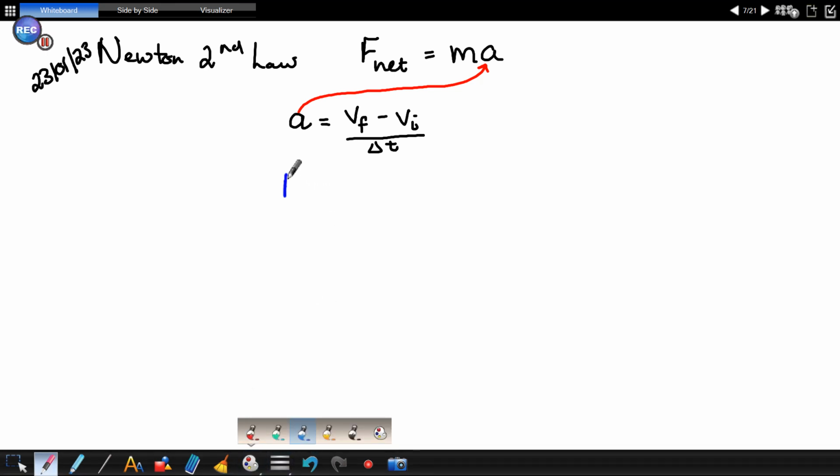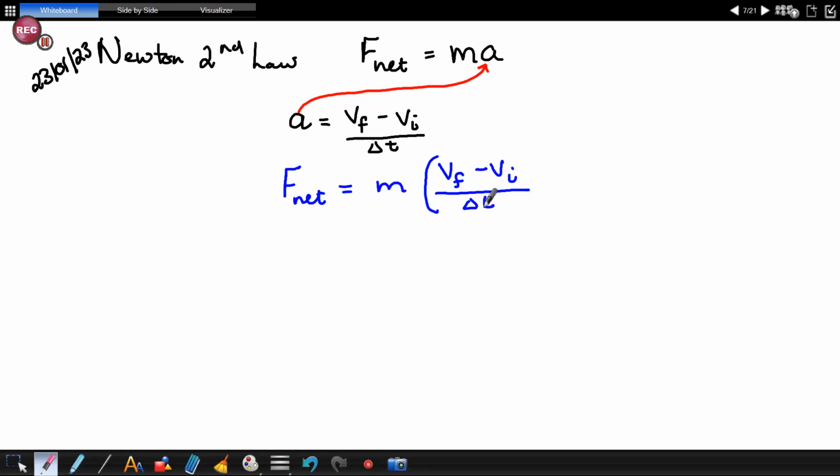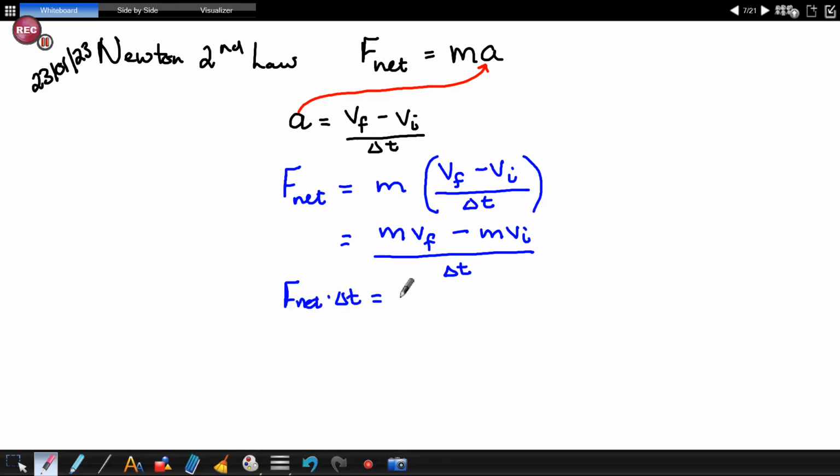Now, if I put the equation for A into that place for acceleration in the equation of Newton's second law, F net becomes mass times Vf minus Vi over delta t. And if I do my mathematics correctly, this is mass times Vf minus mass times Vi over delta t. I hate fractions, so F net delta t equals, now what is mass times Vf minus mass times Vi? Change in momentum. Are you with me?